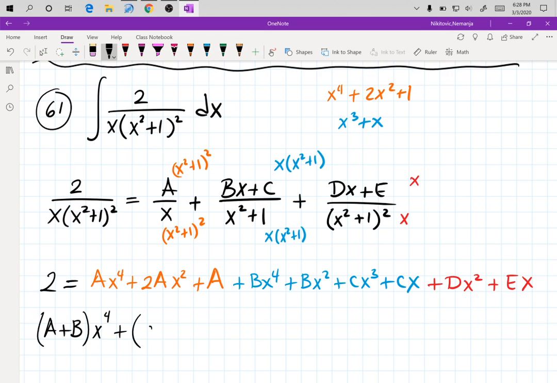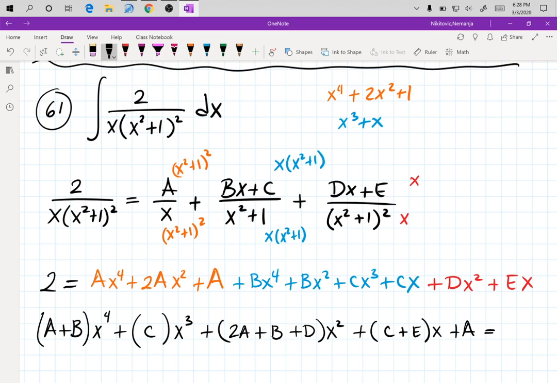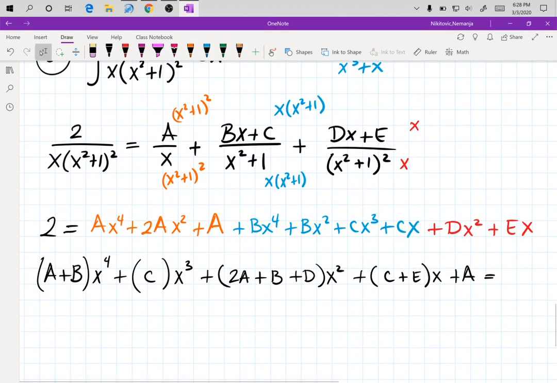Oh, isn't that just c for the x cubed? Well, that's nice. Plus, I need a parenthesis for squares. I have 2a plus b plus d x squared. Now I need a parenthesis for single x's. I have c plus e, and that's a single x. And then just a constant, and that's just a, equals 2.